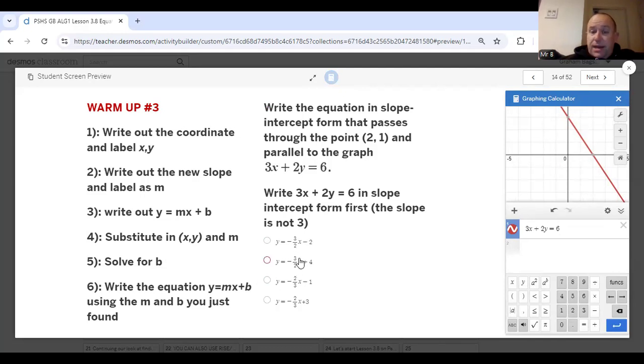And, well, I know it's between these two answers here straight away. That would be very helpful to work out. And then once I know the slope and I know this point, I can just use those 6 steps again.